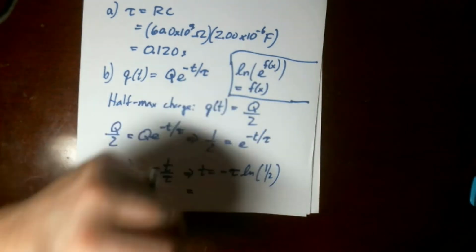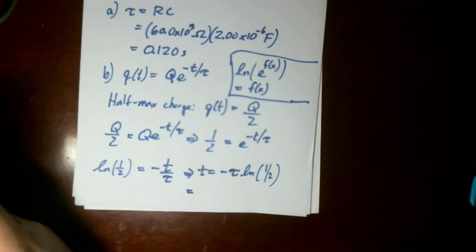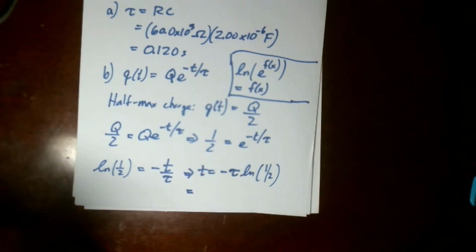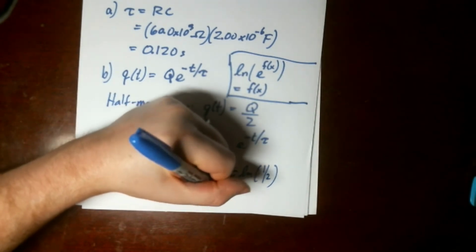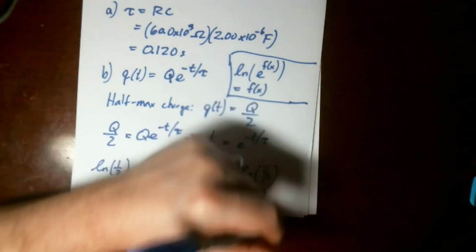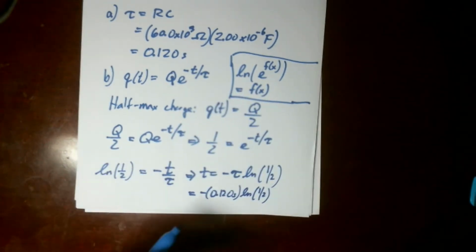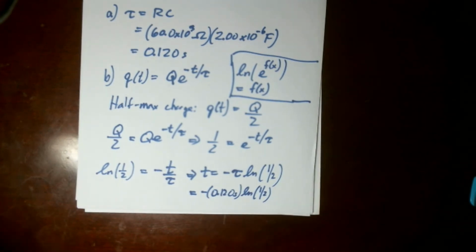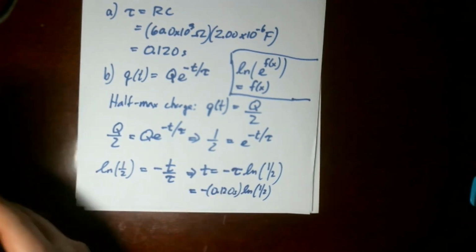So plugging stuff in, our time constant is 0.12 seconds. I'm actually going to leave natural log of 1/2 like this. Natural log of 1/2 is just going to be a constant that we know to arbitrary precision. It's like pi or the square root of 2. You don't need to worry about how many sig figs are in the natural log of 1/2. Just worry about how many significant figures are in your time constant.